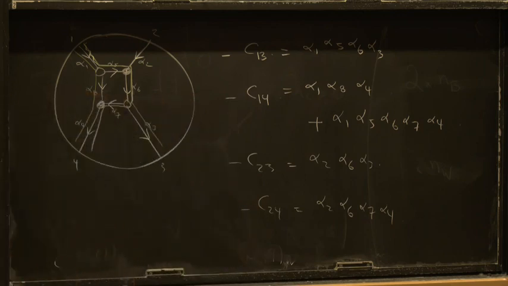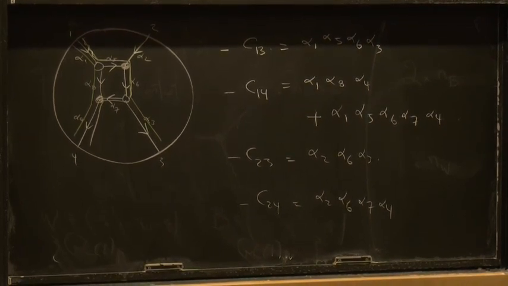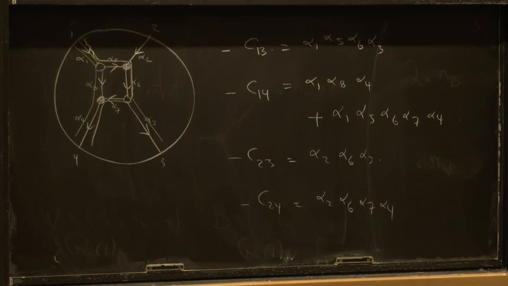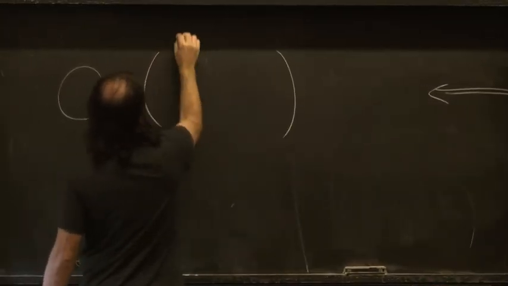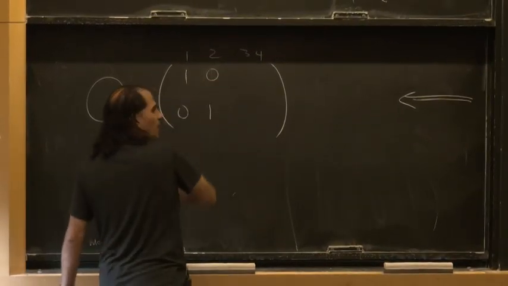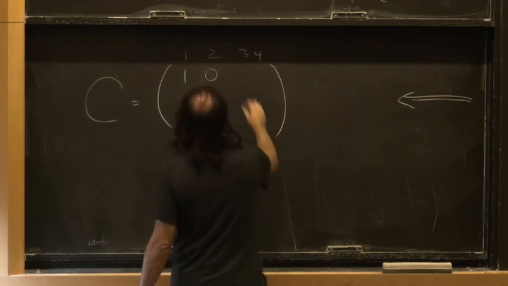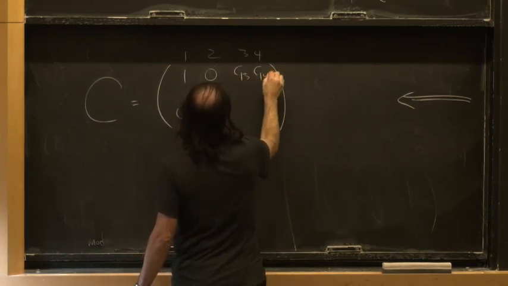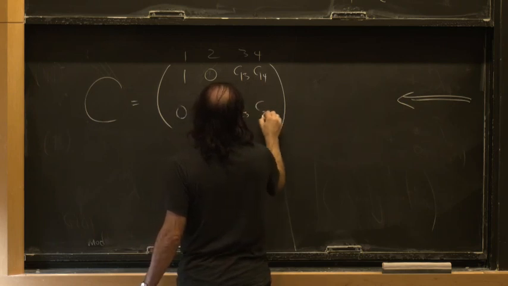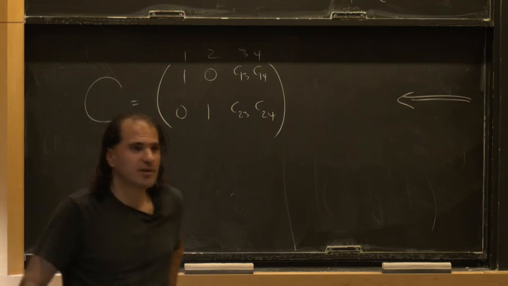And so concretely with this picture, we've associated our 2x4 matrix. So with this picture, we have associated a big matrix C, which is 1, 2, 3, 4. We've gauge fixed 1, 0, 1, 2 to 0, 1, 0, 0, 1. And we have C13, C14, C23, and C24. Okay, any questions about this?